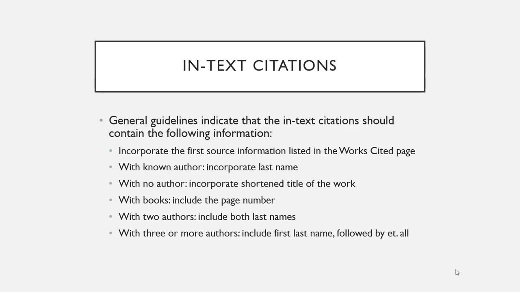Let's take a look at in-text citations, which is the next thing we need to focus on. As you're giving your information in your in-text citations, you need to incorporate the first source information listed in the works cited page. If you know the author, that's going to include their last name. If you don't know the author, that's going to include a shortened title of the work. If you've got books, you need to be including the page numbers.